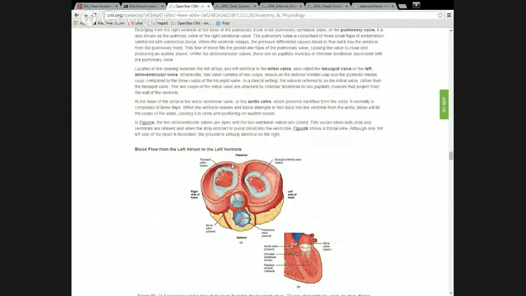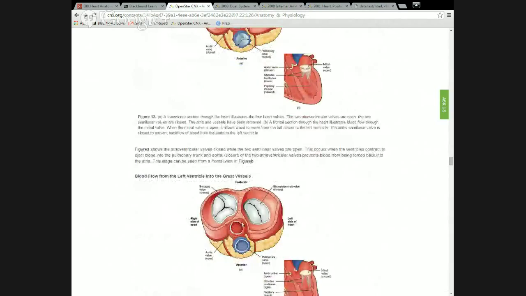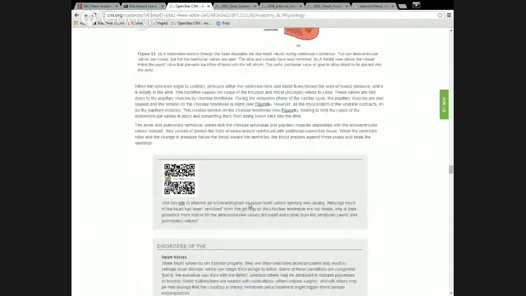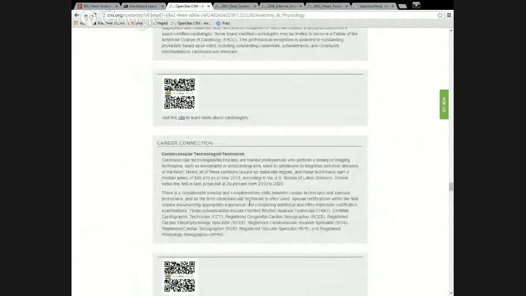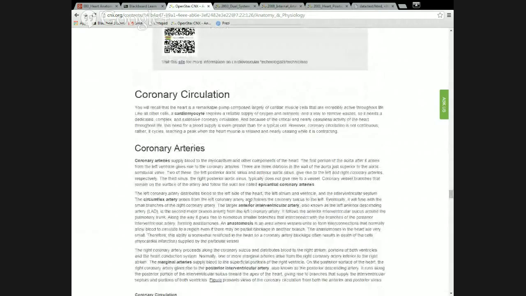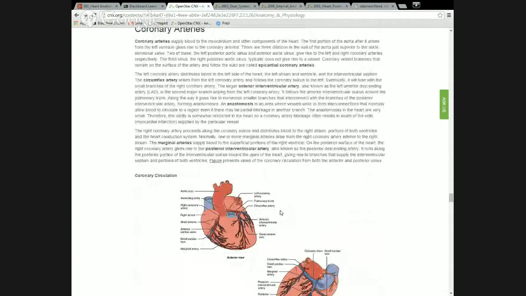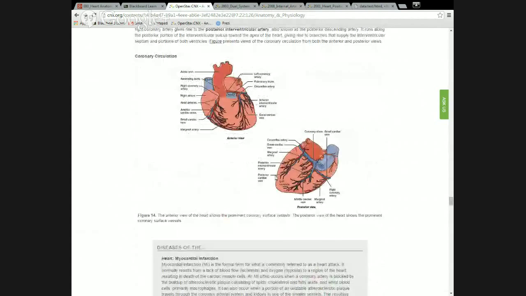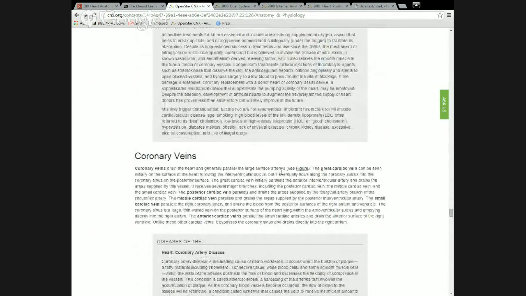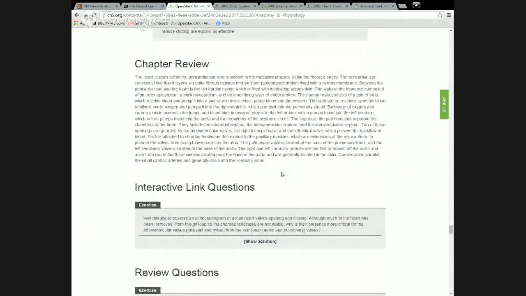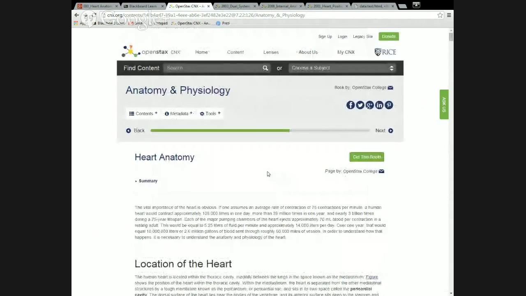Here's with the AV valves open. Here's with the pulmonary valves open. That's probably it. Oh, coronary circulation. I will talk about the coronary circulation when we talk about the blood vessels next week, partly in the interest of time and partly because we're talking about blood vessels next week. So that's the end of that part of the chapter.